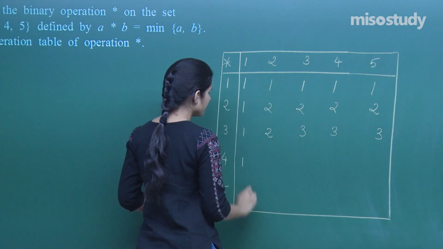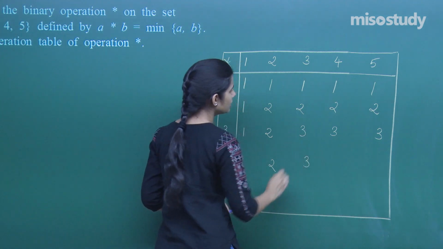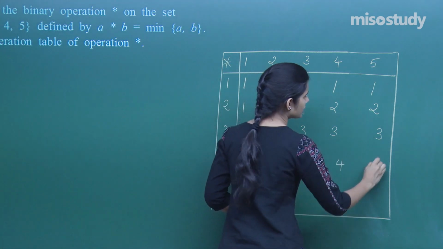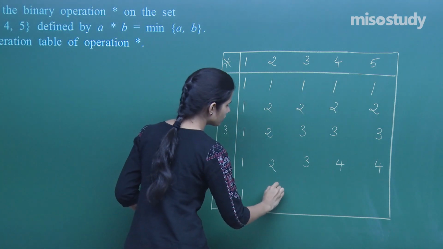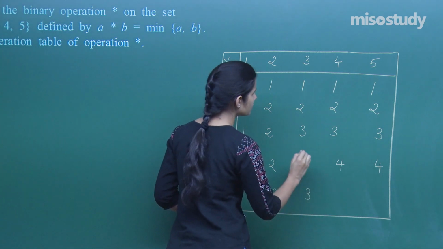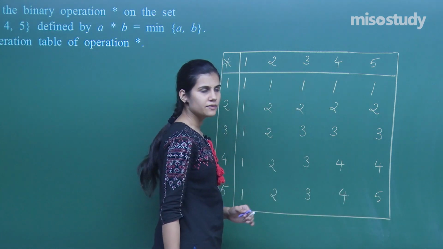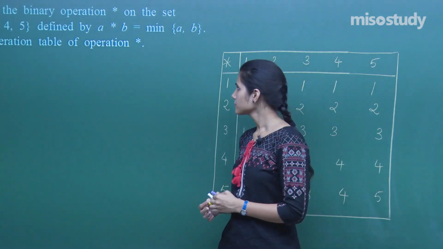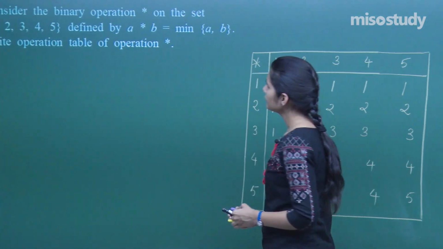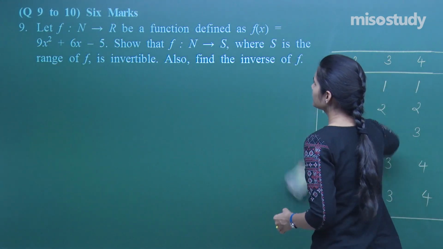4 star 1, minimum is 1. 4 star 2, minimum is 2. 4 star 3, minimum is 3. 4 star 4, 4 star 5. 5 star 1, minimum is 1. 5 star 2, minimum is 2. 5 star 3, minimum is 3. 5 star 4, minimum is 4, and 5 star 5 is 5, and that is where you have completed your composition table. Okay, next we have, let f from N to R be a function defined like this.